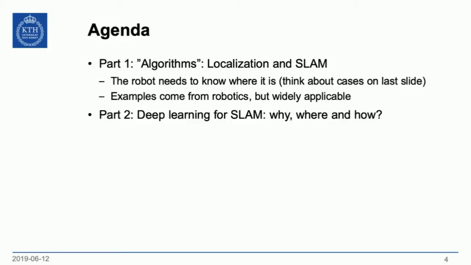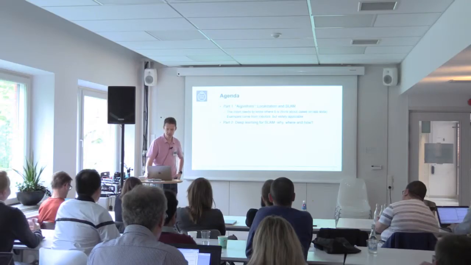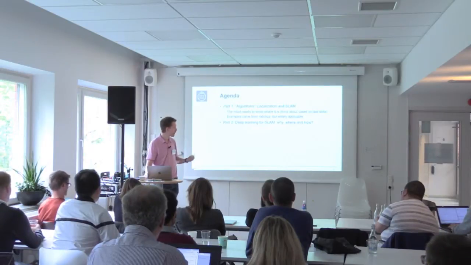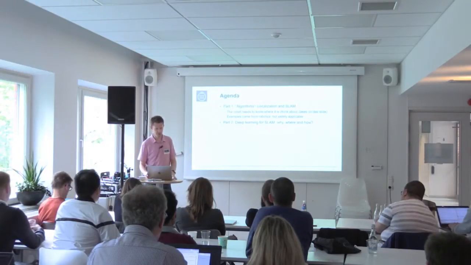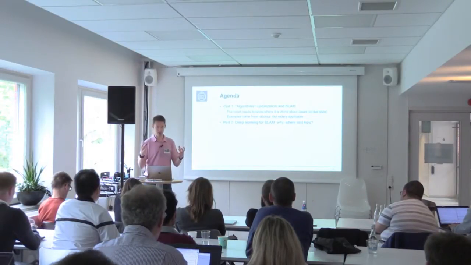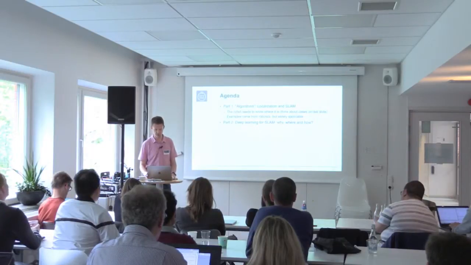So in the second part, I will look at how we can use deep learning in the context of SLAM. I will come back to what SLAM means. So I'll try to answer the questions why we do it, where we can do it, and how we can do it. But let's start with the more traditional algorithms and how we actually define the problem of localization, mapping, and SLAM. So starting with positioning.